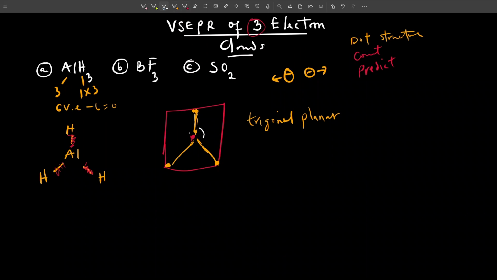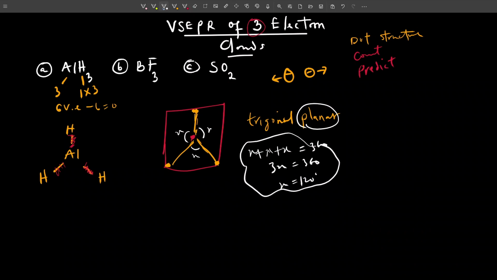So the angles here are equal. Let's say each angle is x, so x plus x plus x. Since this is planar, a kind of 2D structure, this will give me 360 degrees around a point. So 3x equals 360, so x is 120 degrees. So the bond angle here for a trigonal planar geometry is 120 degrees. So this is the electron cloud geometry.